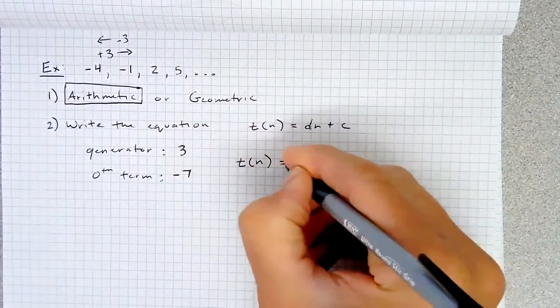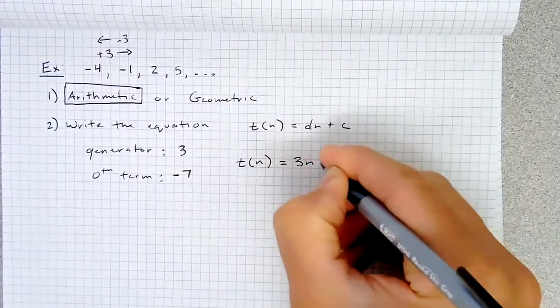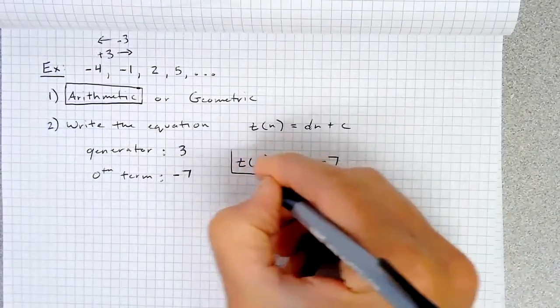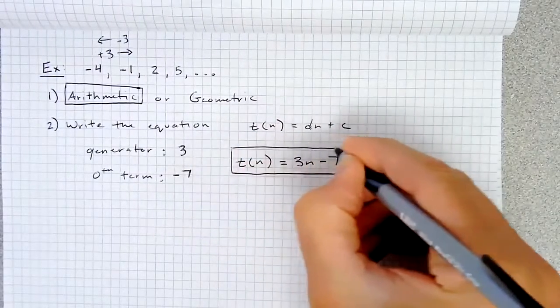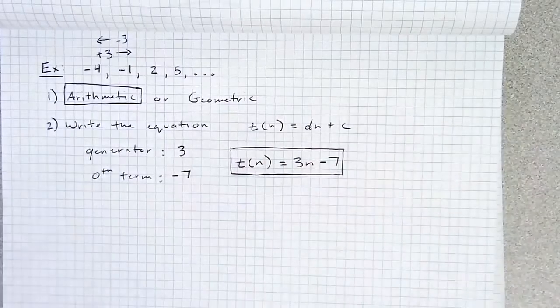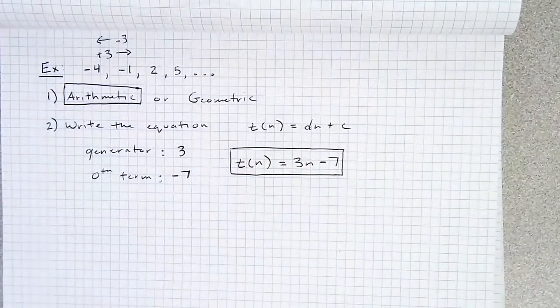Put it all together. We get an equation that is t of n equals 3n minus 7.